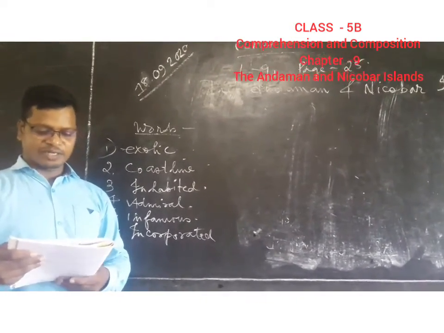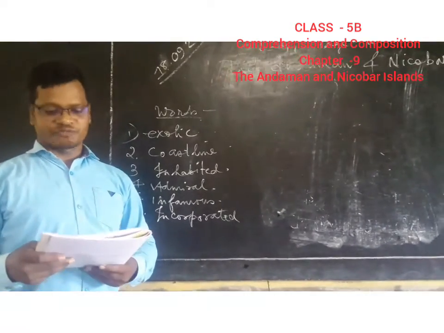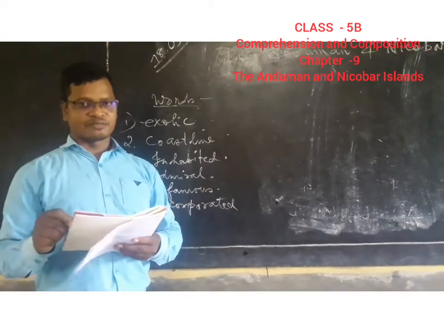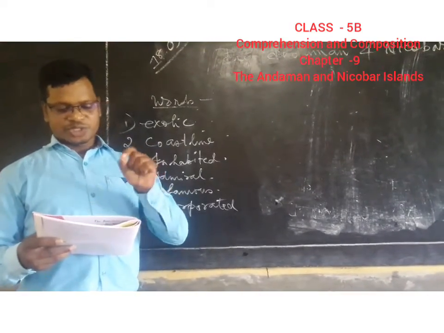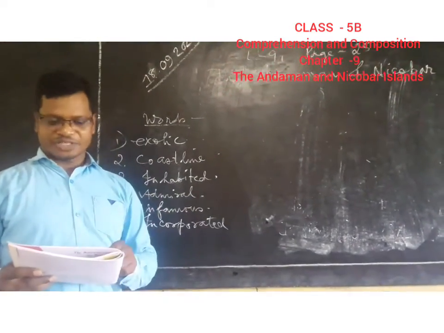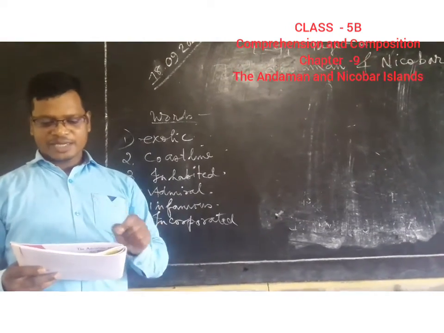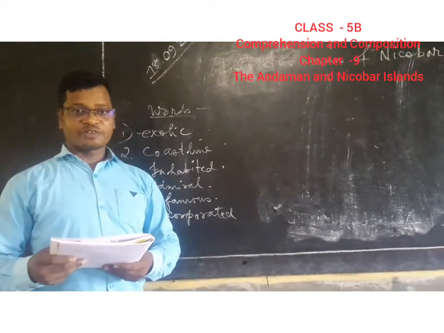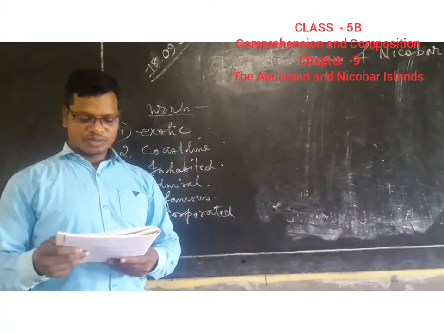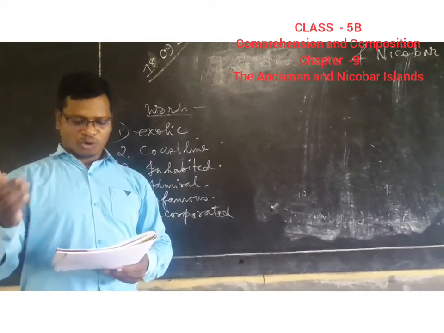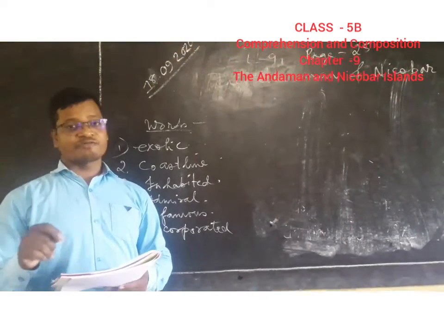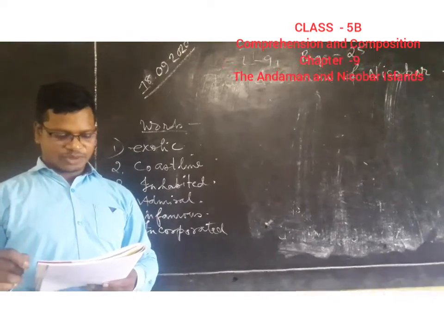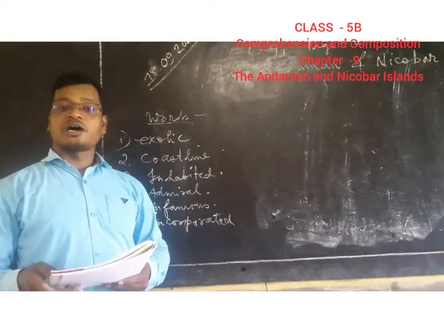The Andaman and Nicobar Islands, a union territory of India, lies in the Bay of Bengal. So in the first line itself, we see where it is situated. It lies in the Bay of Bengal. It consists of 527 islands, both large and small. So altogether, how many islands are there? 527.